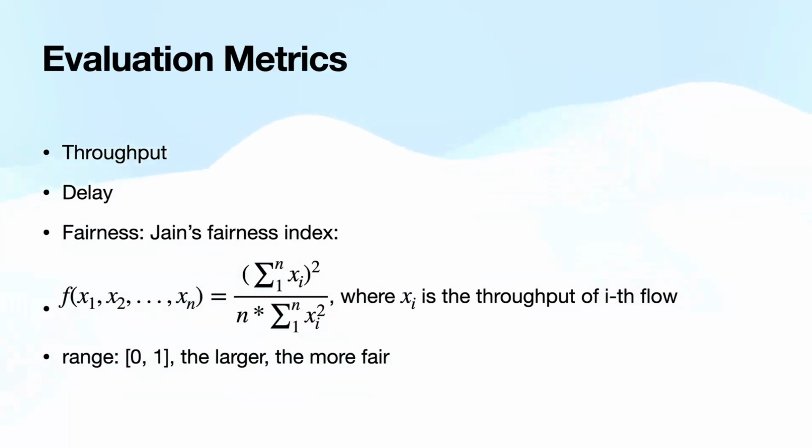Understanding throughput and delay is straightforward, but fairness can be a little bit more sophisticated. Fairness is about ensuring each data flow gets a similar amount of network capacity. A simple way to think about fairness is trying to make the throughput for each flow as equal as possible. To quantify this, we use a formula known as the fairness index developed by Jain. This formula helps calculate how evenly the network's capacity is distributed among different data flows.